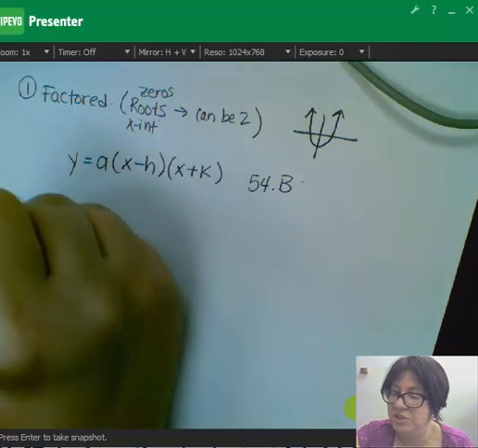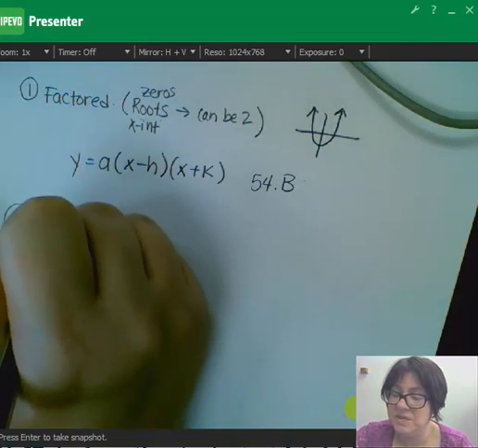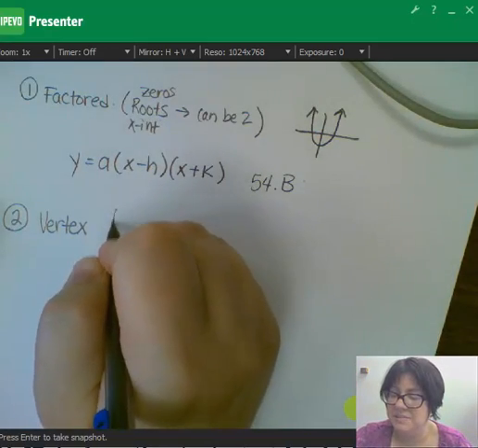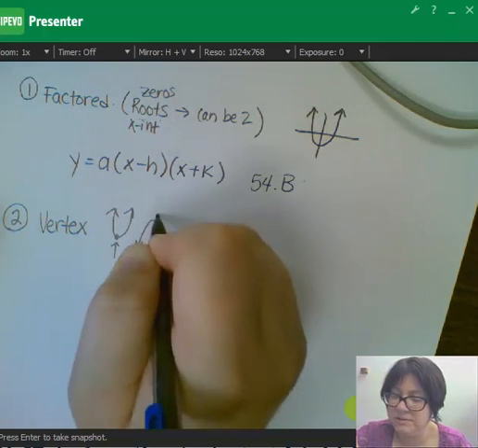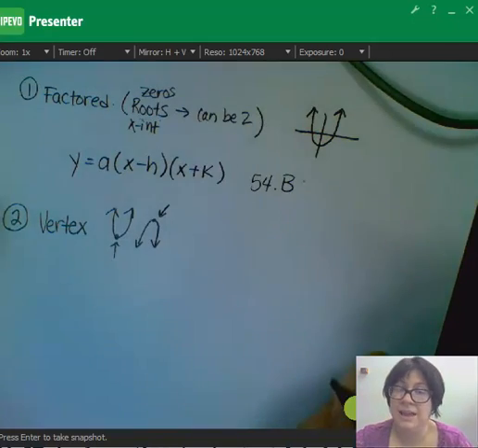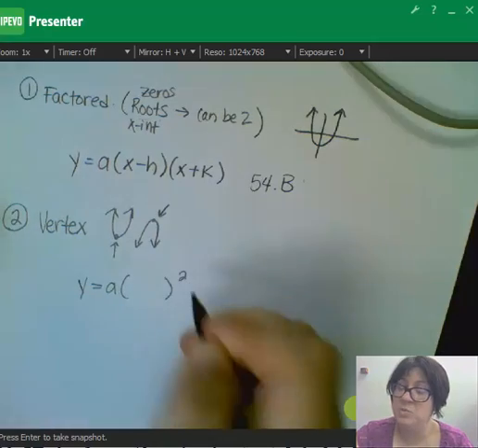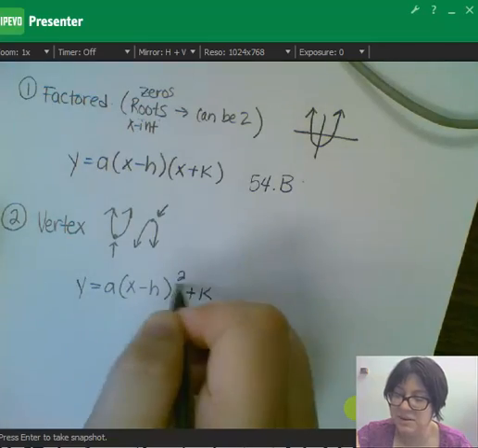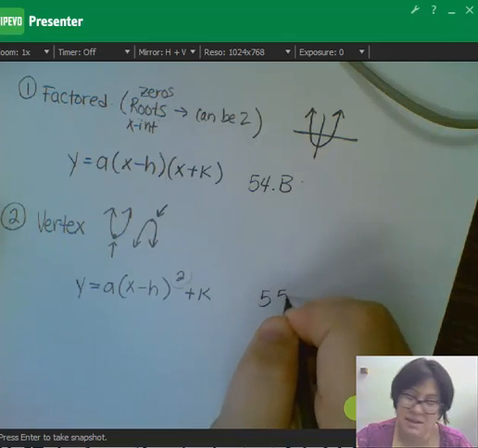All right. Then number 2, the second type it could be in, is vertex form. And again, if you remember what the vertex is, and remember that it's like the bottommost point on a parabola or the topmost point. Okay? And remember, if you remember that there's only one vertex, it helps you, because vertex form of a parabola has one set of parentheses. Okay, you remember the little squared up there, which makes 55, letter C.